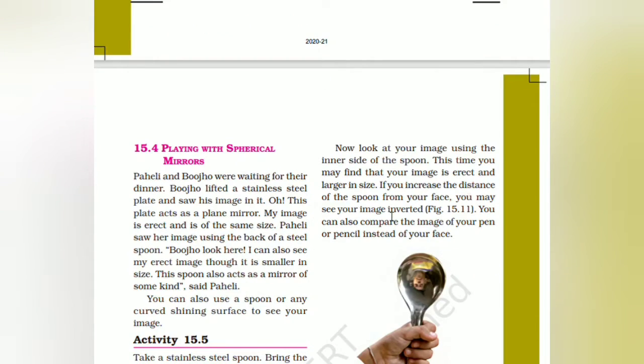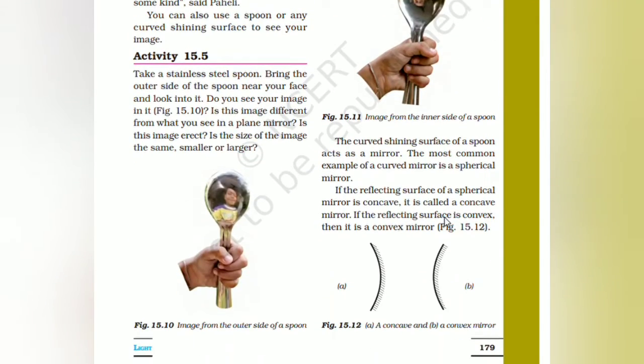If you increase the distance of the spoon from your face, you may see your image inverted. When the distance between the spoon and our face increases to a particular distance, the image will be in an inverted position. The curved shining surface of the spoon acts as a mirror.